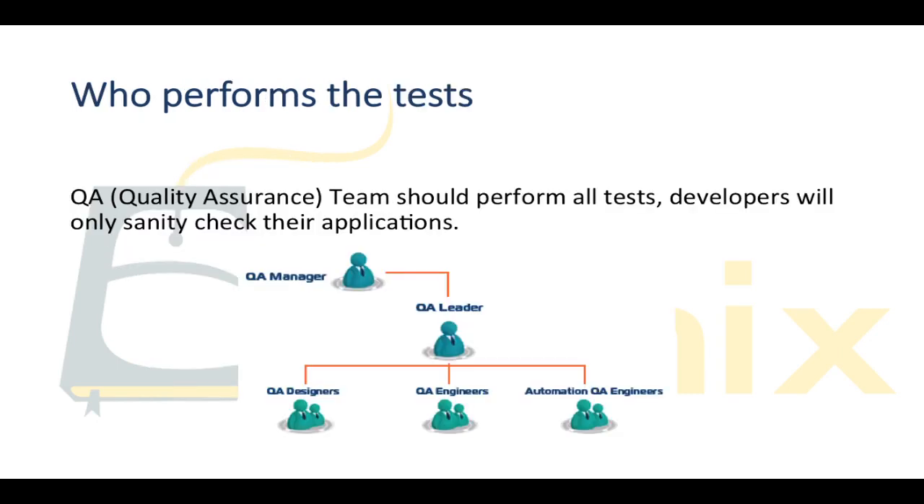So who performs the tests? The quality assurance team should perform all tests. Developers will only sanity check their own applications, and you are the worst person in the world to try and find bugs in your own software, mainly because you're looking for what it should do rather than what it's actually doing. It's the same as if you write a paragraph of text, you'd probably struggle to pick out your own spelling mistakes. If you passed it to somebody else, they'd be glaringly obvious.